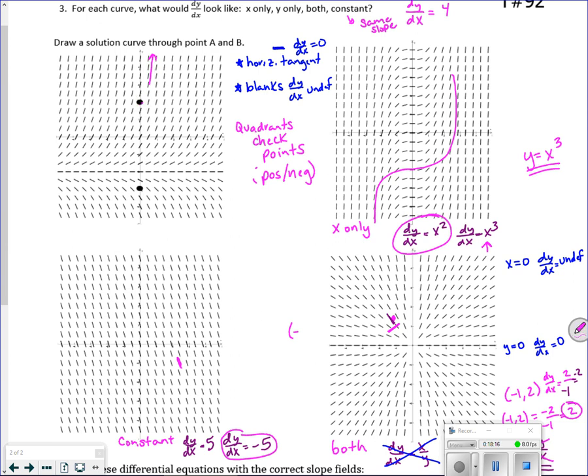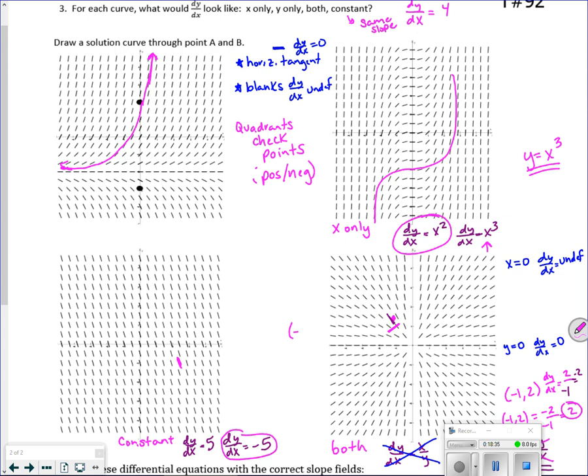It should match the slope of those points. So it's doing that and then it's kind of flattening. Notice that would be the solution curve. Again, I put arrows on it. I go to the edge. I do not cross an asymptote.